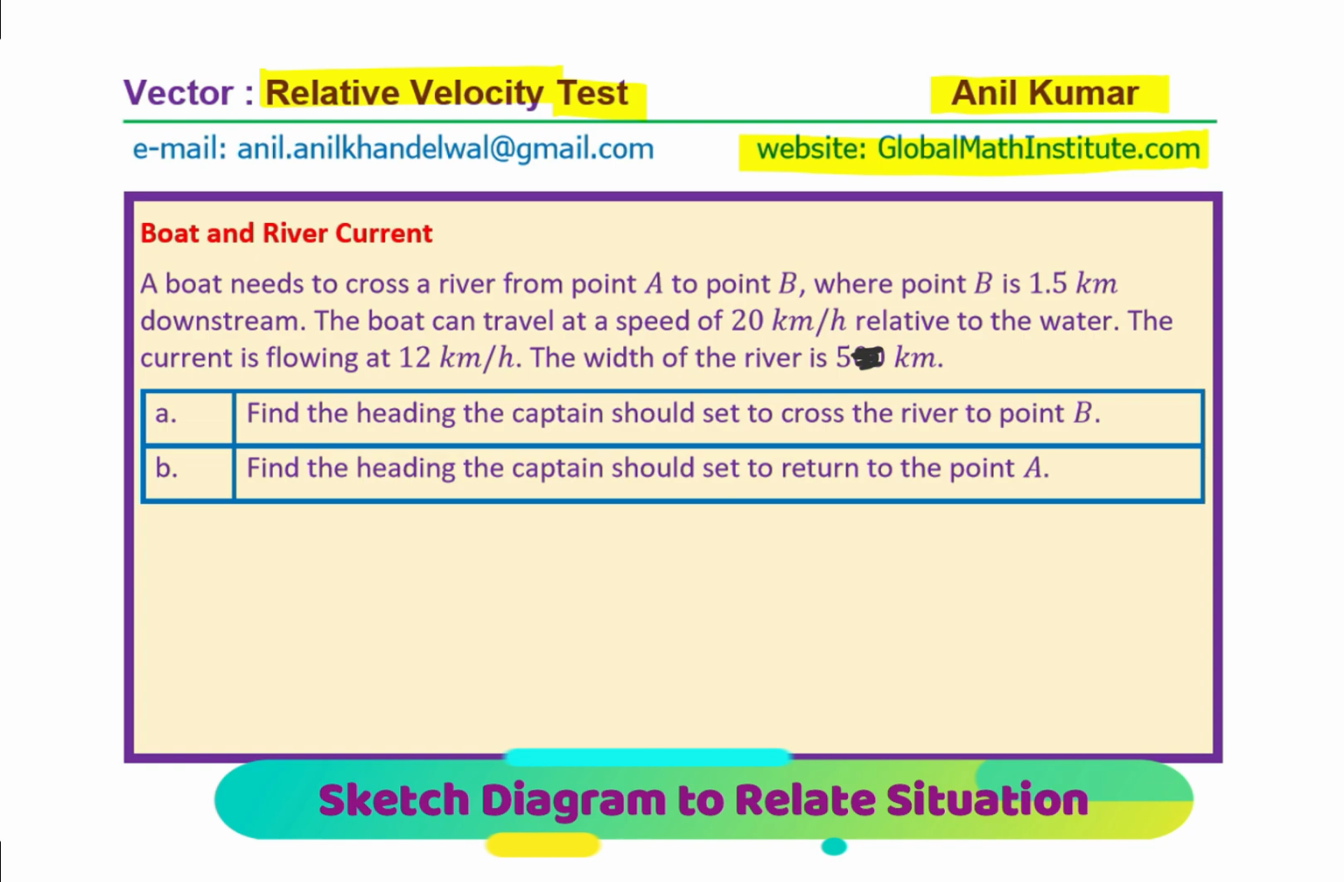First thing is that you should draw a sketch to relate the given things. So we have a river whose width is given to us, and we are considering 2 points A and B. Well, let's consider point A on one shore. Point B is given to us as 1.5 kilometers downstream, right? So let us say point B is somewhere here. So that is point B. So from A, we need to go to point B.